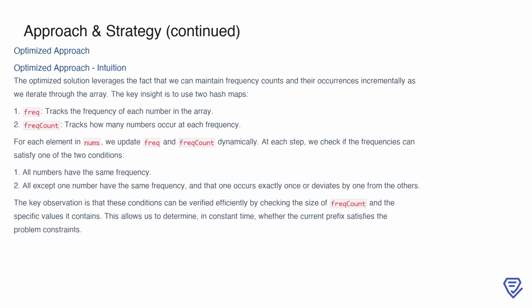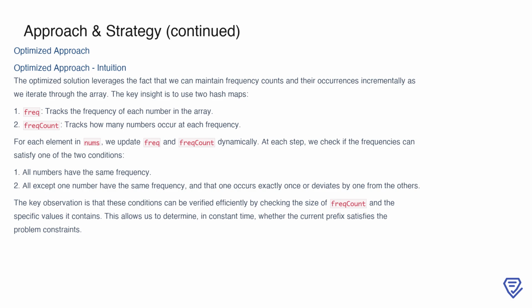At every step, we verify if the current frequency distribution satisfies one of the problem's conditions. Specifically, we check if all numbers share the same frequency, or if all but one number share the same frequency, with the exceptional number deviating by exactly 1 or occurring only once. The beauty of this method lies in its efficiency.